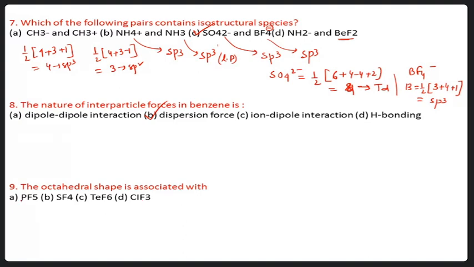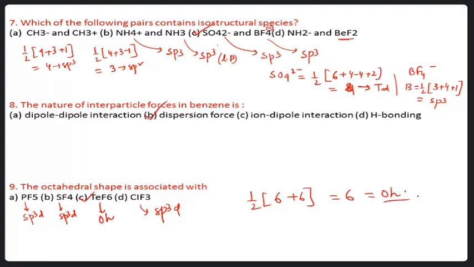You see PF5. Phosphorus has 5 valence electrons, 5 plus 5 is 10, that is sp3d. SF4 is sp3d with one lone pair. TeF6: tellurium 6 plus 6 is 12, octahedral. ClF3 is sp3d. So now TeF6 is the correct answer. How can you calculate? Because we know the same theory: tellurium has 6 valence electrons, 6 bond pairs, that is 6 pairs, sp3d2, which means octahedral.